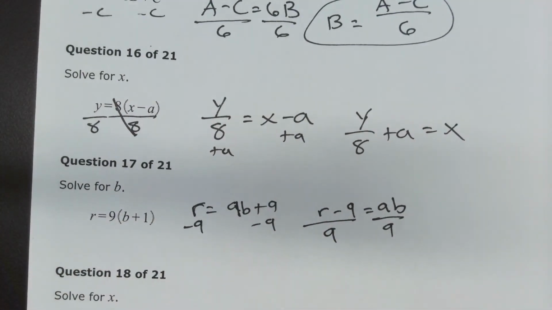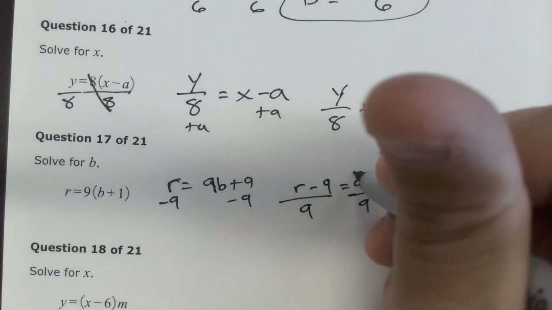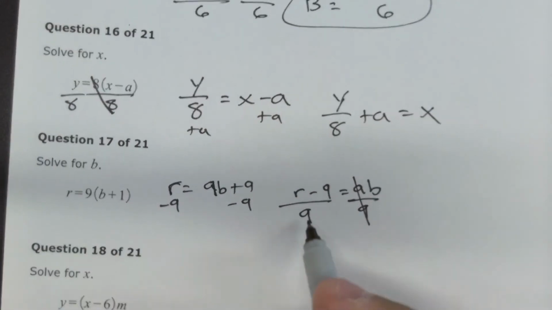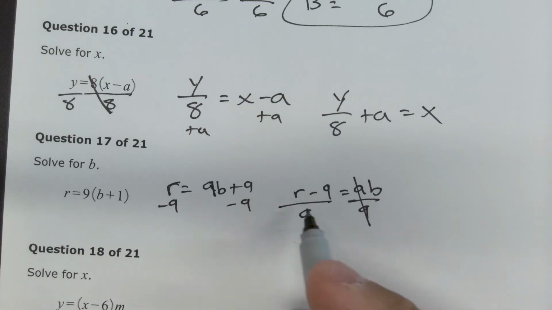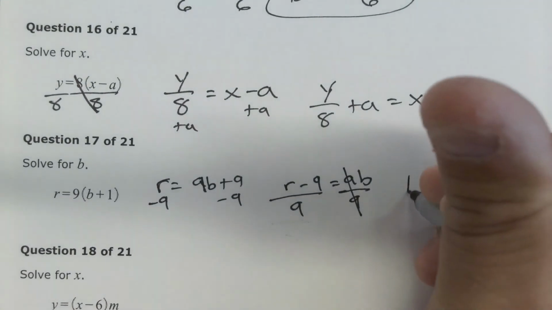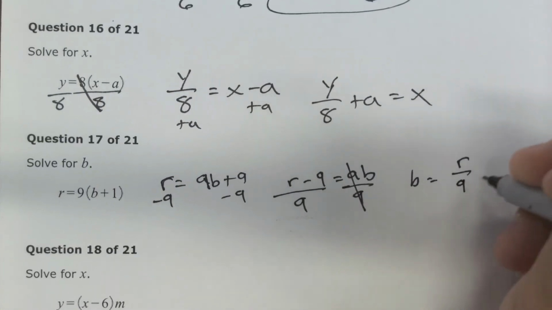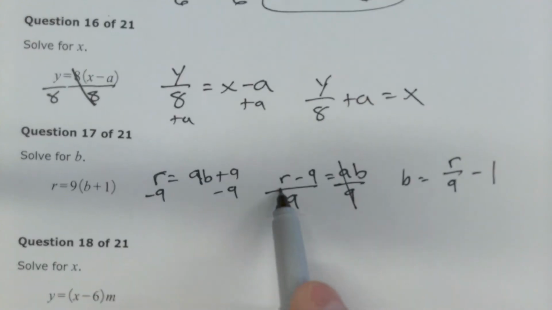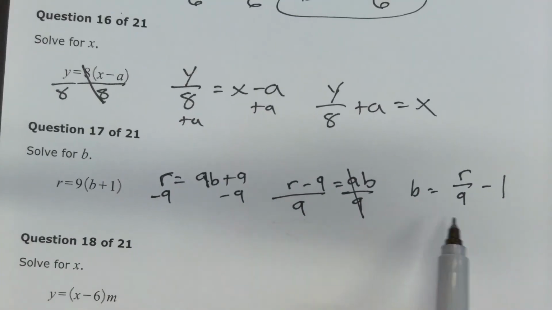Now the reason why this is a little bit different is that's not your answer, right? Because 9 goes in, they'll mark you wrong if you write it like that. They're going to want you to write it like this: b equals r over 9 minus 1. The 9 goes to both of these right here, which in turn would give you that.